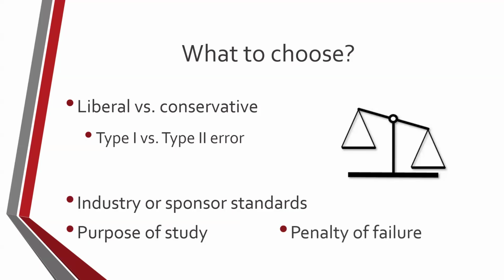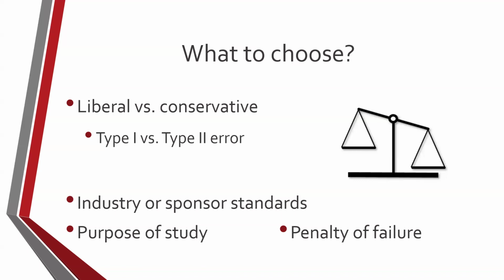Finally, the penalty of failure is another thing to consider. For example, the failure of a crop protection product is very likely to have an impact on yield, or the end thing we care about in the field. So that's really where your alpha level of 5% is very common. We want to be really sure.